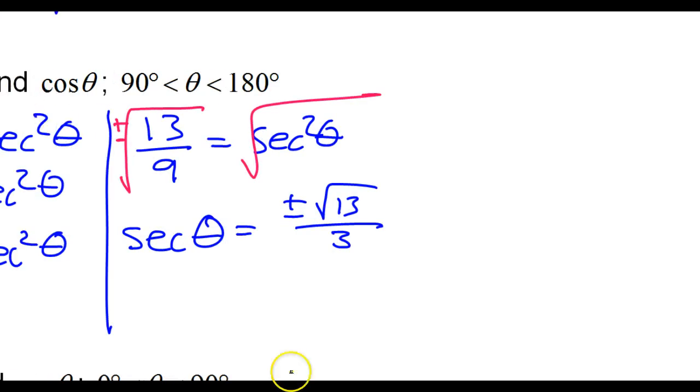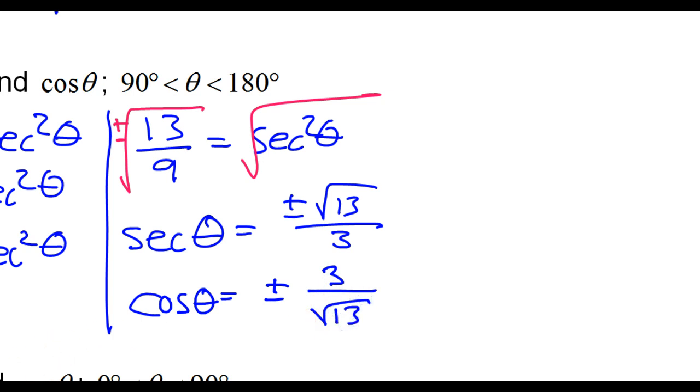But we want the cosine function. But we know that cosine is the reciprocal of secant. So that's going to make this plus or minus 3 over radical 13. So that's basically the answer, but we just need to figure out will it be actually positive or negative.